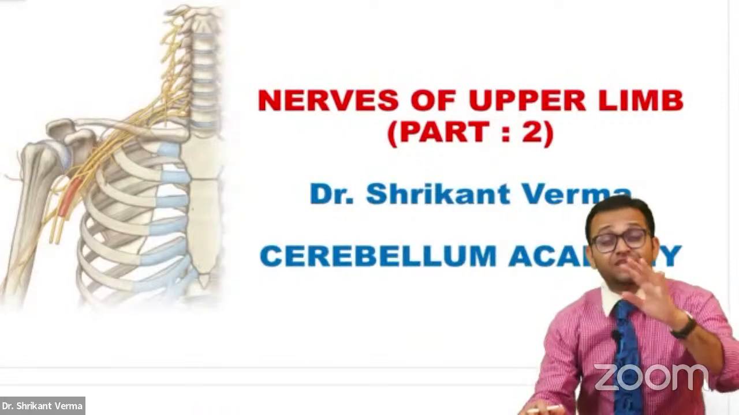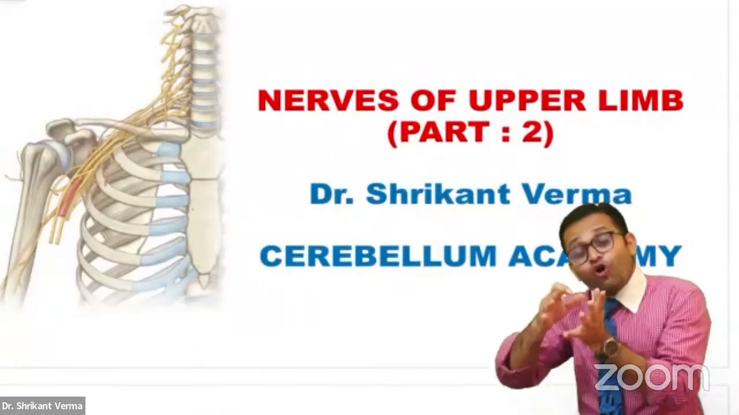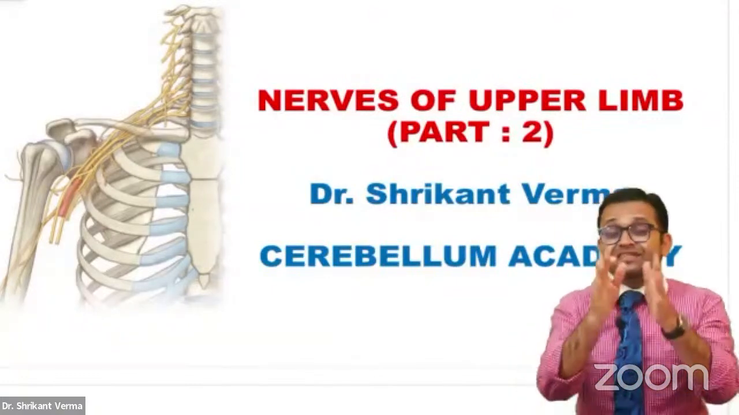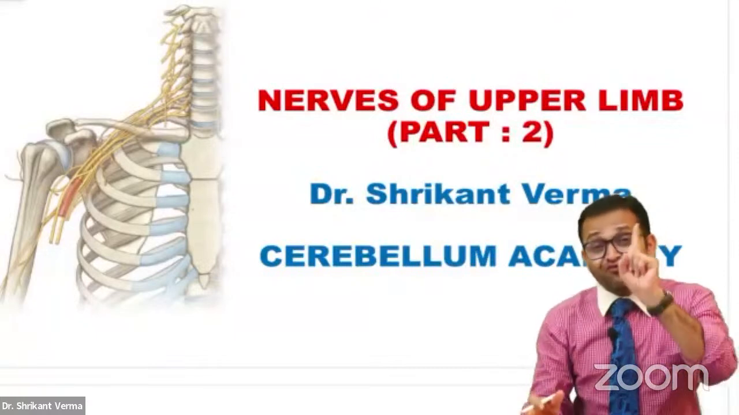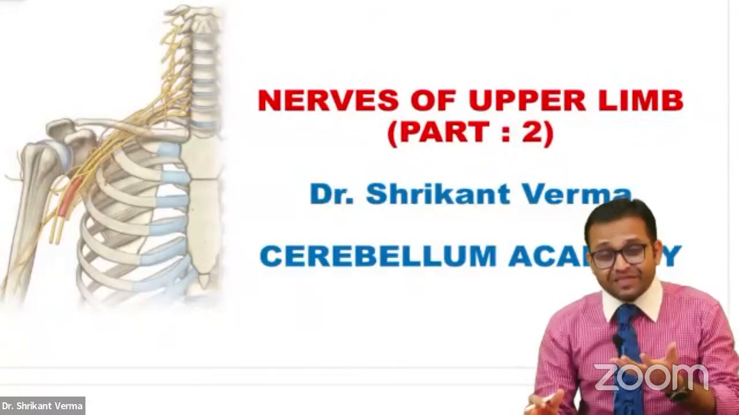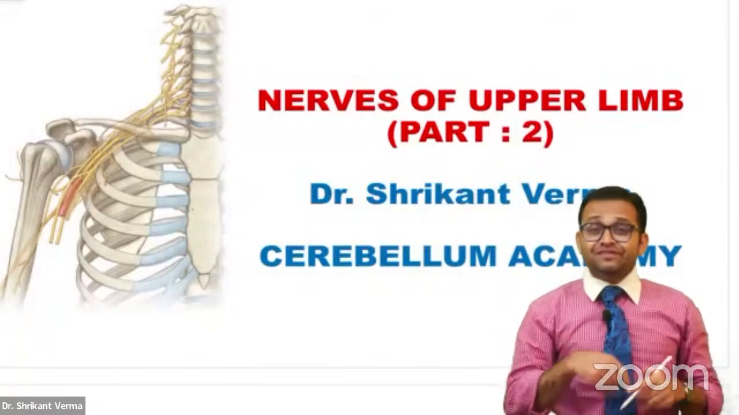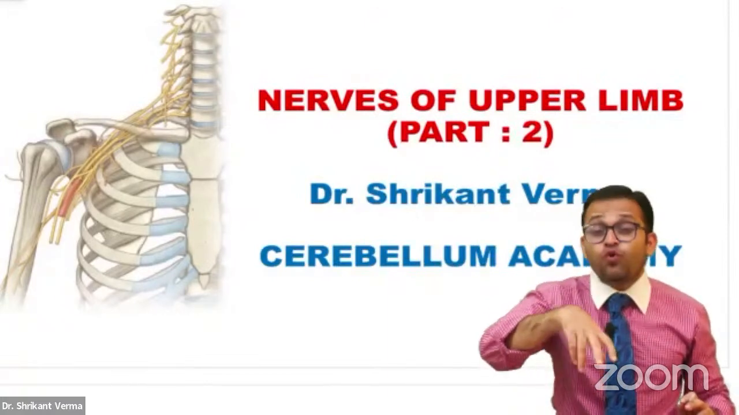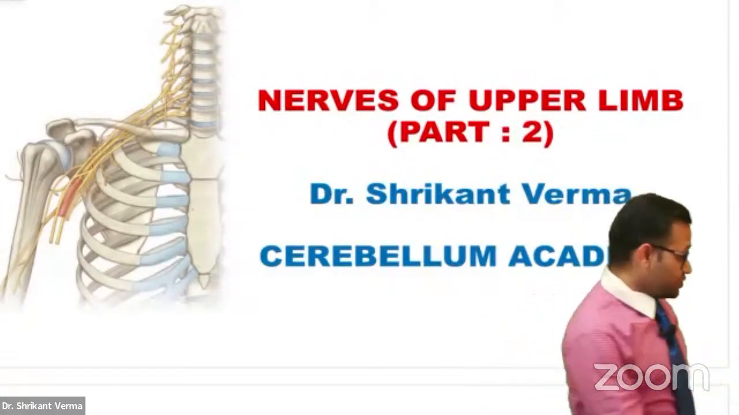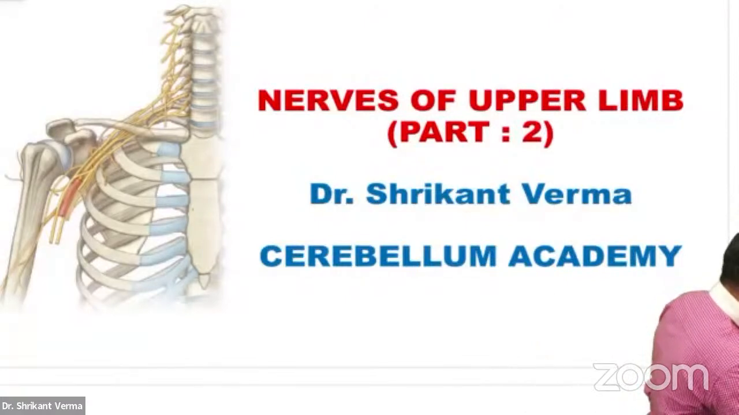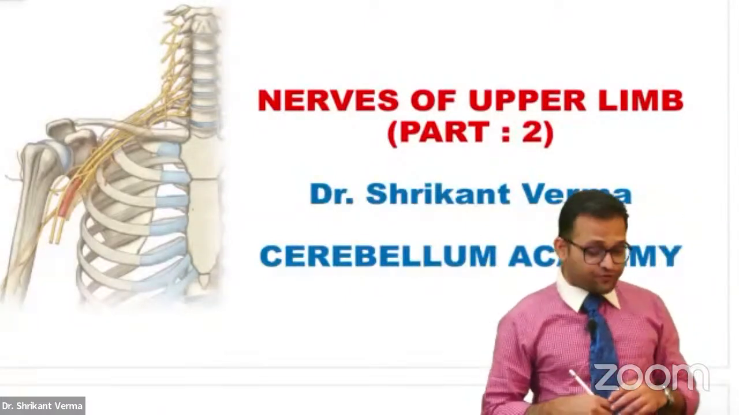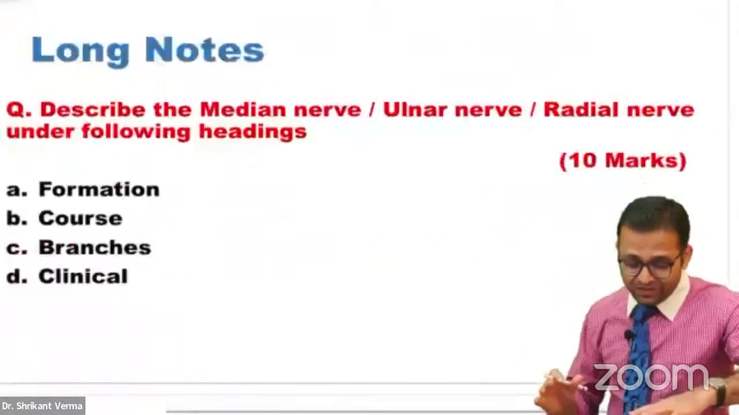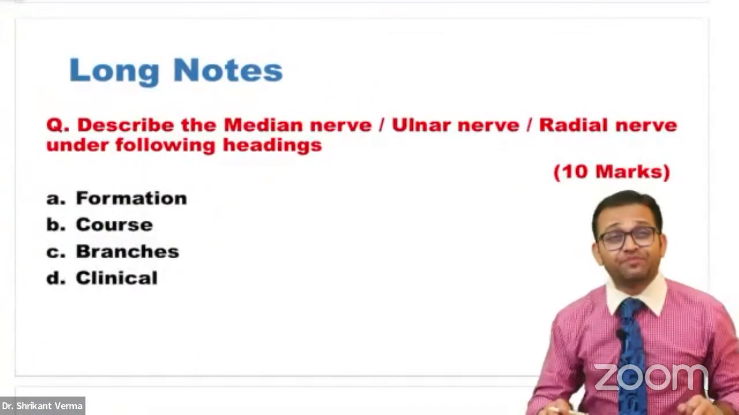We are going to integrate with the different clinical topics according to the next pattern, as well as for our university exam. Again, I want to remind you, this session is mainly for the first MBBS students. The Cerebellum team is trying to help our university-going students who have exams after 2 months. So we are going to start this session. Nerves of upper limb, part 2, by Dr. Shrikant Verma, Cerebellum Academy. So what are the important questions for the first MBBS students?